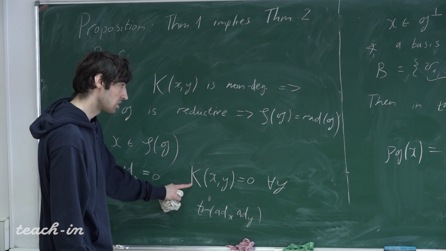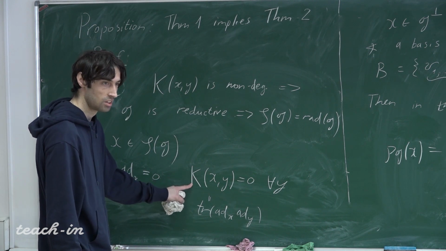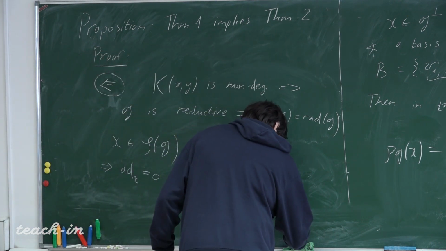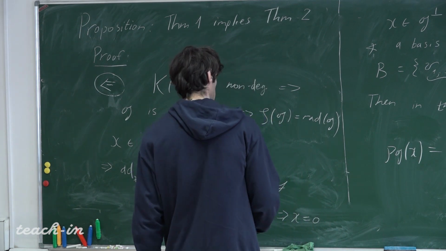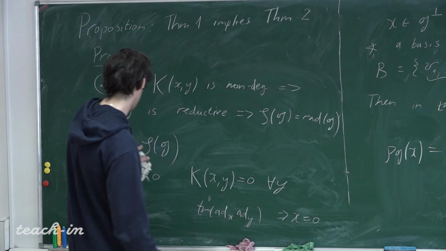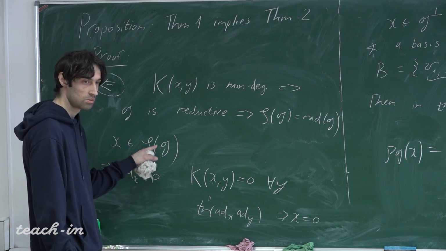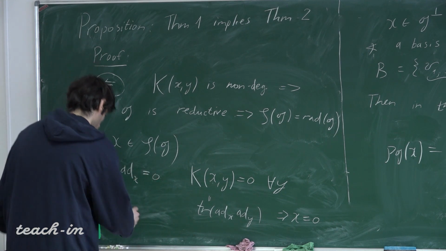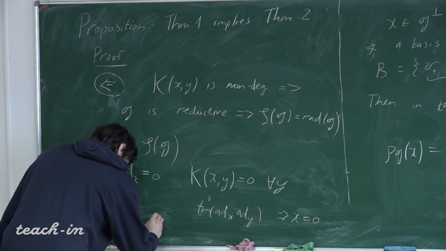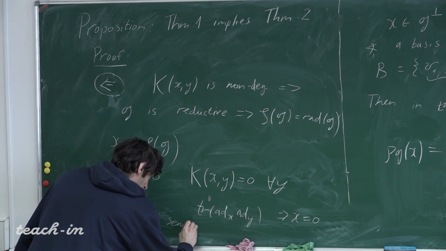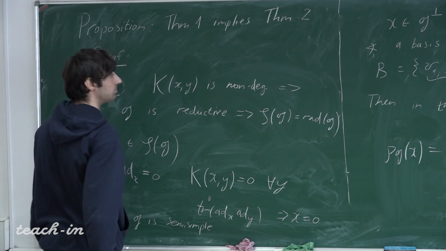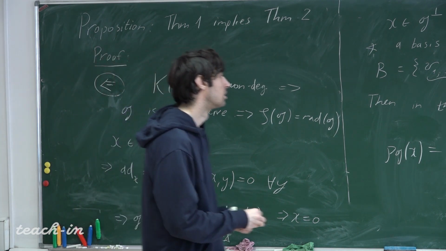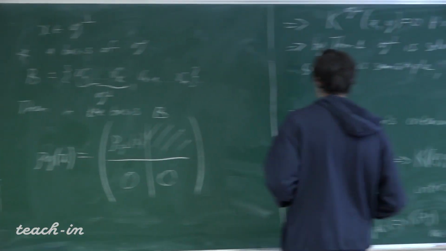But by our assumption, this is non-degenerate. Then this means that x is 0. So therefore, the center is 0, and therefore the radical is 0. Therefore, G is semisimple. So we are done. Now let us see how to prove theorem 1.